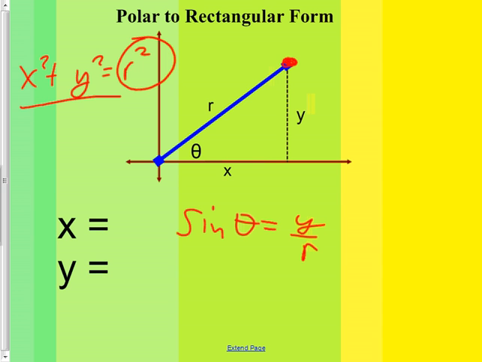Yes, sir. Let's just rearrange it. Times by r on both sides. And what just happened? y is equal to r sine theta, just like we just said a second ago. So if you ever forget that point that I just gave you, the x, you're going to forget it because you're not writing anything. Write this right now. x and y can be found from this picture.